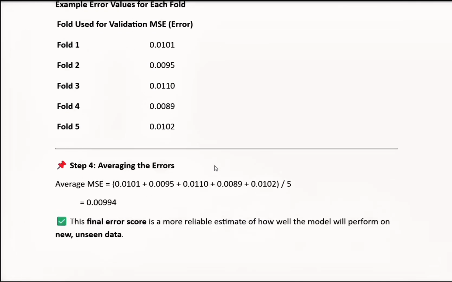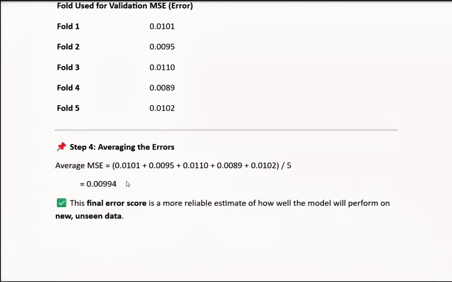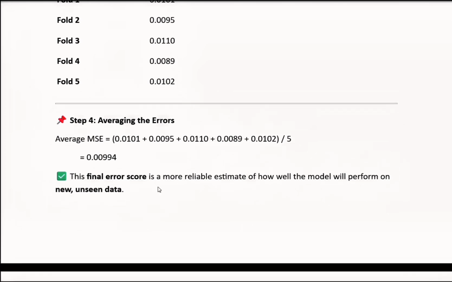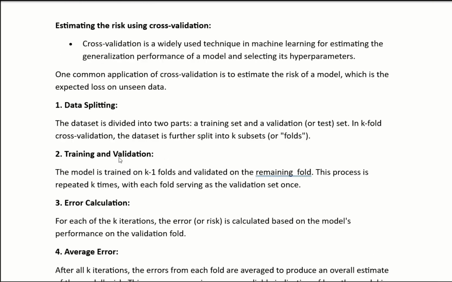Now, averaging the errors. The average error gives an estimation of the model generalization performance. What is MSE? MSE means mean squared error. The final error score is a more reliable estimate of how well the model performs on new unseen data. Here we will average by 5: the sum of all values divided by the total number of values. Here is the answer.